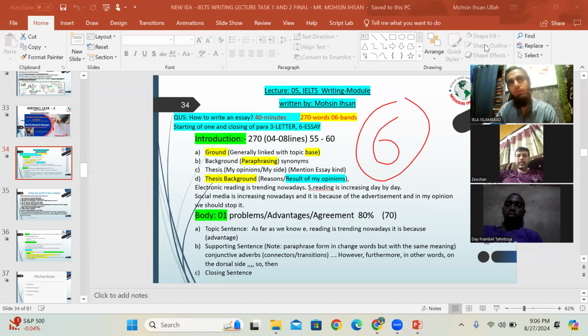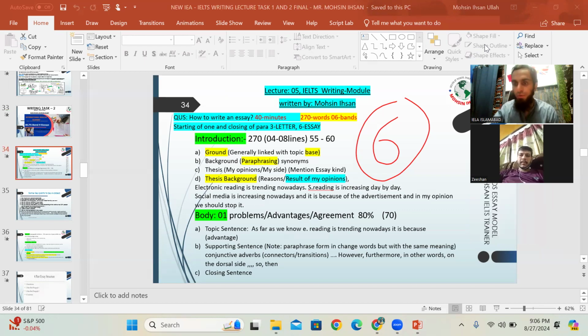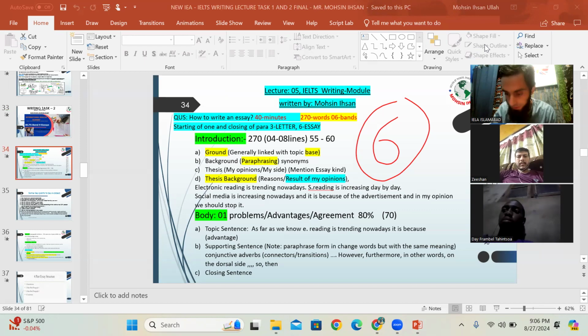Sometimes students might write an essay and we don't understand what he has written so far. So it is very important to have a proper, professional structure.